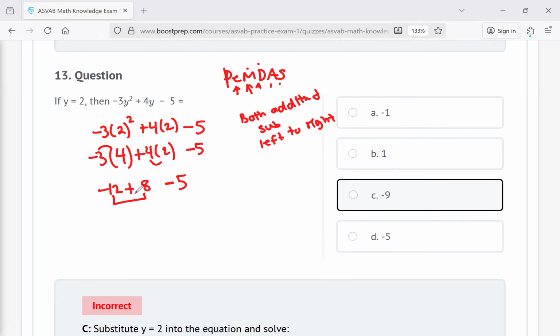So what's negative 12 plus 8? That is 9, 10, 11, 12. That's negative 4. And then you have this negative 5. So what's negative 4 and negative 5? It's definitely negative 9. So why is this negative 9? You could think of a money scenario. Minus means you owe someone. So you owe someone $4, and then you owe someone $5. So you owe in total negative 9.